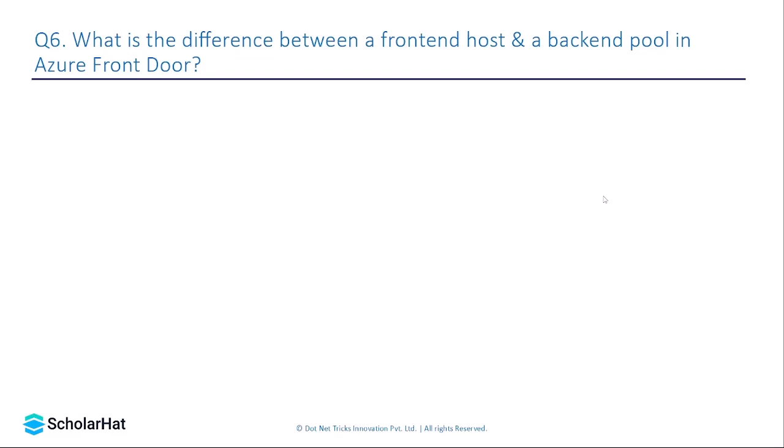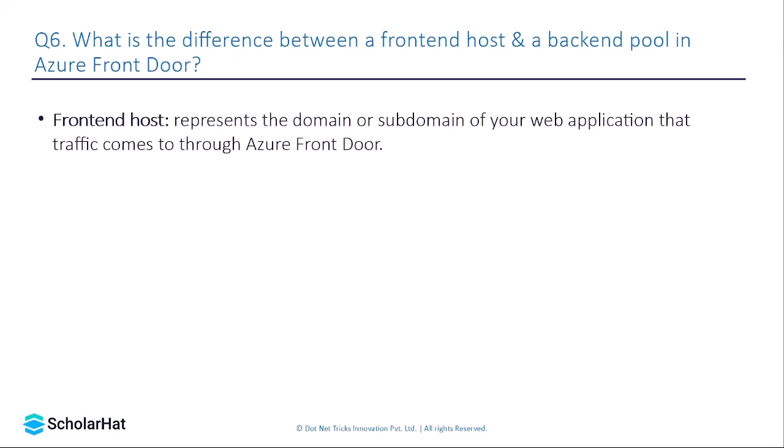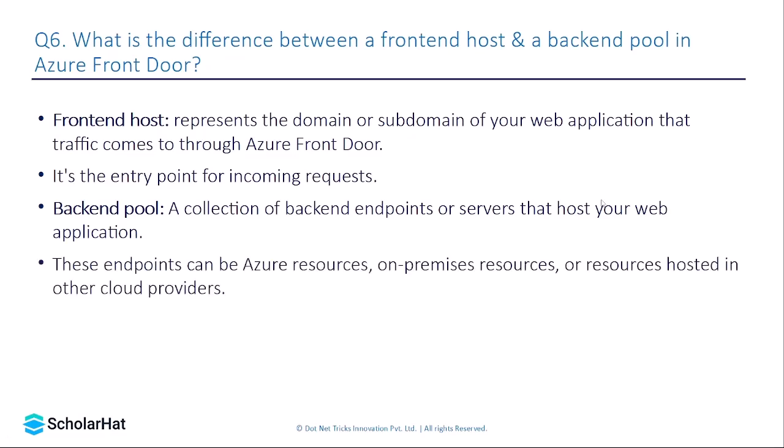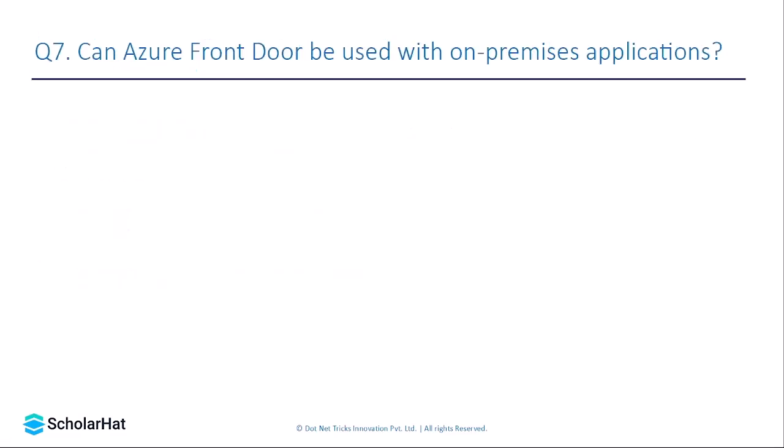Our next question is what is the difference between the front-end host and backend pool in Azure Front Door? The front-end host represents the domain or subdomain of the web application that traffic comes to at Azure Front Door. It is the entry point of an incoming request. Whereas the backend pool is a collection of backend endpoints or servers that host the web application. These endpoints can be Azure resources, on-premise resources, or resources hosted in another cloud provider.